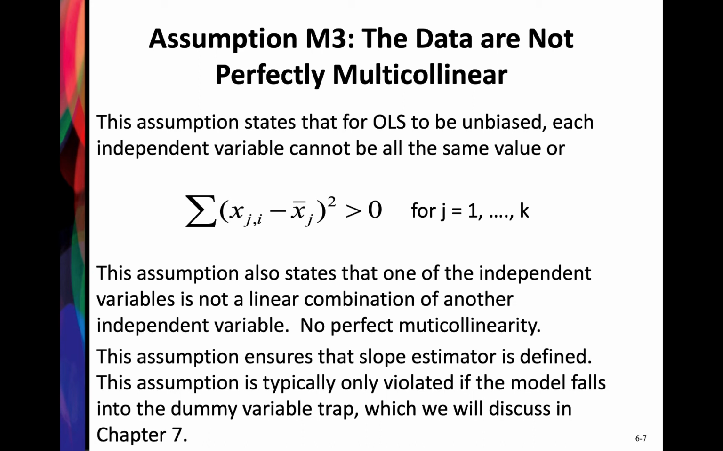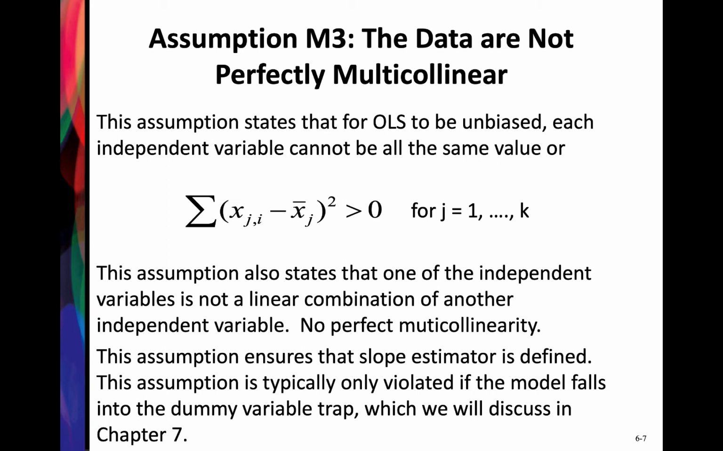So basically we need variation in each of our independent variables, or each of our x's. So this is j equals 1 to k. This is how many independent variables we have. So we have to have a positive variance, essentially, is what this says right here. And then this is the same thing that we assume for simple linear regression, that we had to have variation in our x. That's the same.